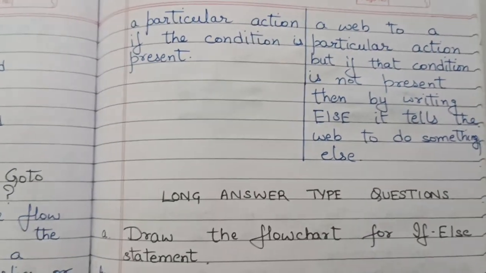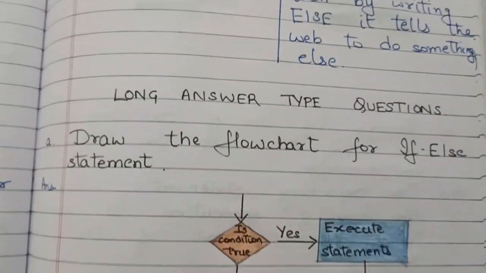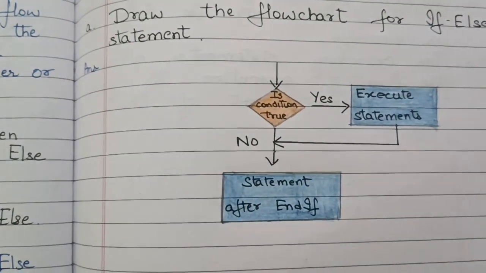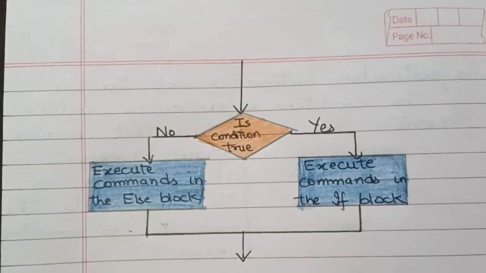Next is long answer type questions. Write the flow chart for the if else statement. So this is the flow chart. This is the first one and this is the second one.